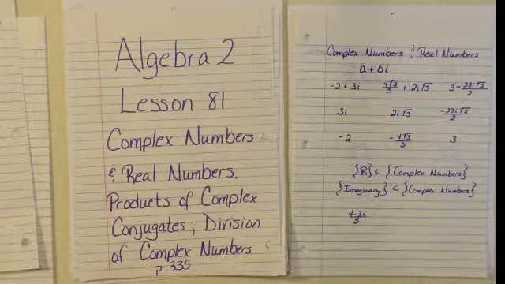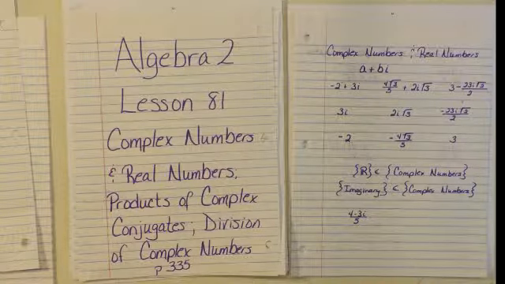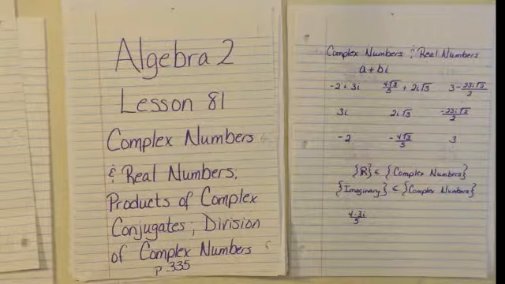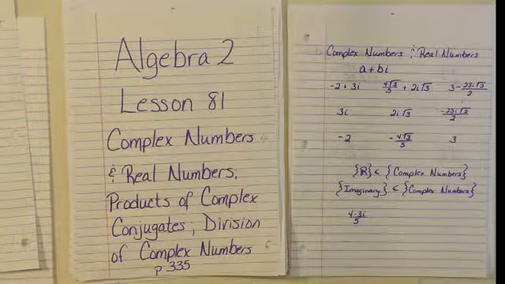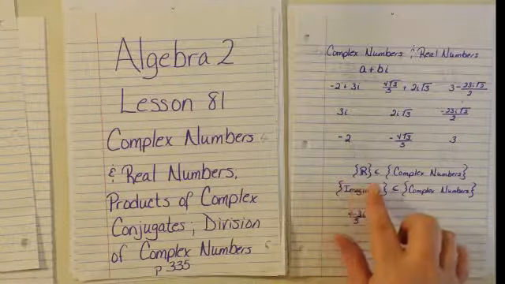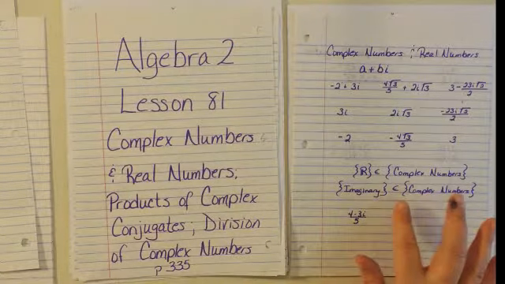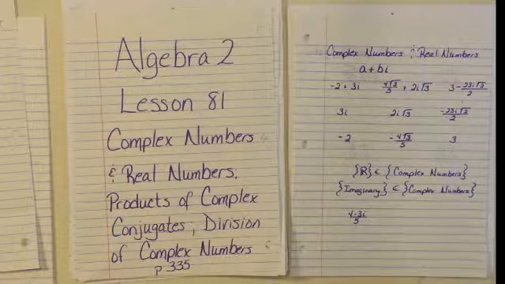And every imaginary number can be considered a complex number whose real part equals 0. So we can say that real numbers are a subset of complex numbers and imaginary numbers are a subset of complex numbers.